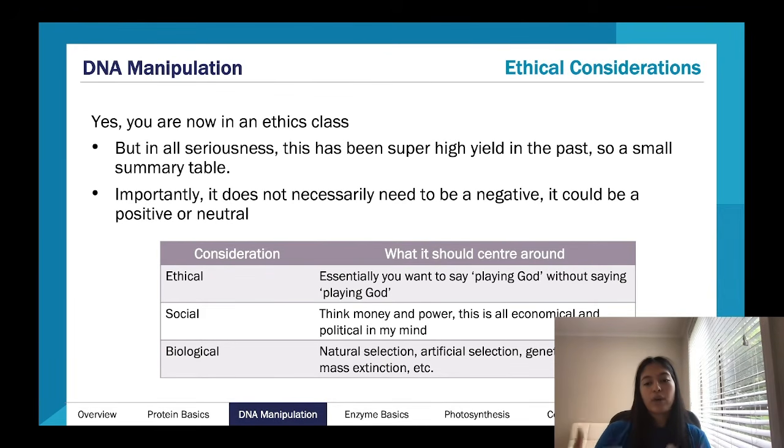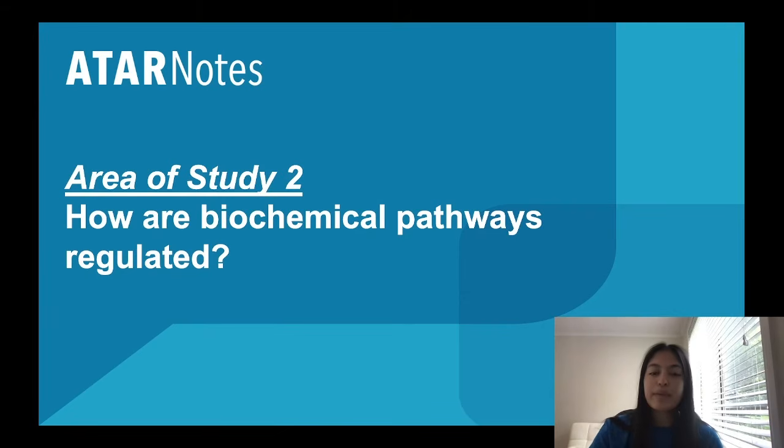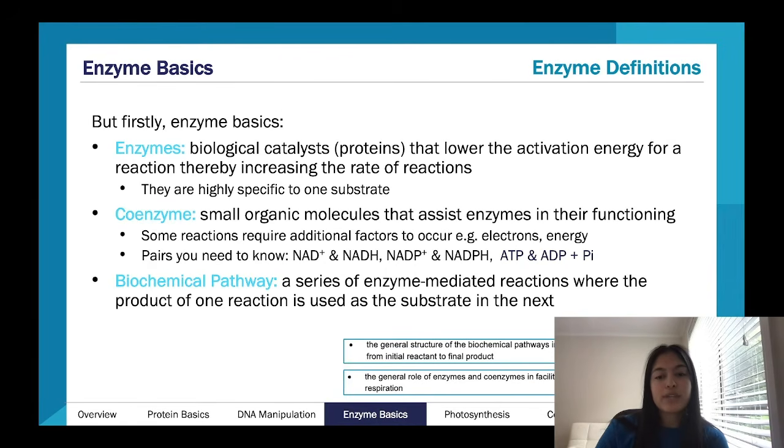Socially, think about economics. So if you've got a TGO and it's producing really big fruit and whatever stuff like that, people are all going to want that. So it's kind of leaving other people in the dust. Other things like that as well. Take them into consideration. Okay, so now looking at area of study 2.